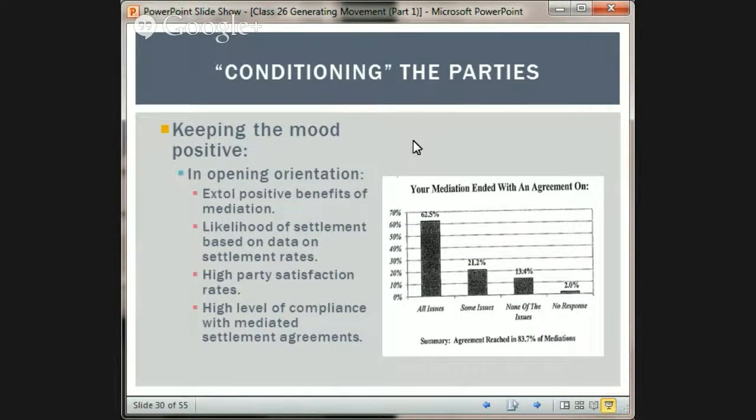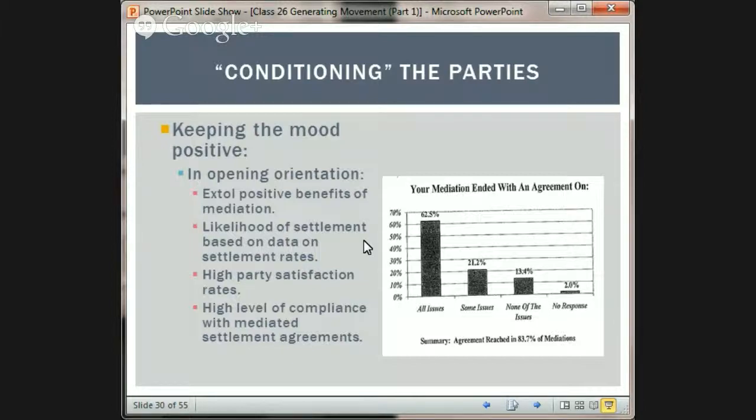And you can keep the mood positive, especially in the beginning and opening orientation, by extolling the benefits of mediation, the likelihood of settlement based on data on settlement rates. And you'll remember that in the first class, I think it was, of Module 4, I gave you some of that data out of Virginia.